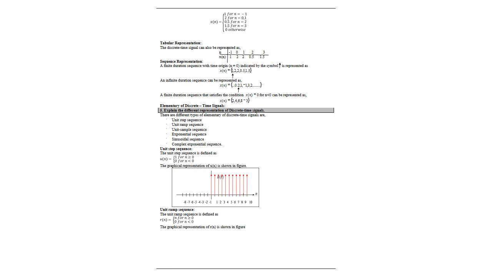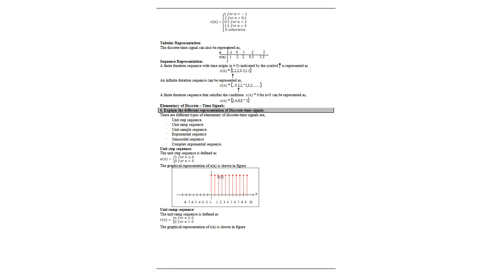Next we are going to see about the elementary discrete time signals. There are different types of elementary discrete time signals. The first is the unit step sequence, second is the unit ramp sequence, third is the unit sample sequence, fourth is the exponential sequence, fifth is the sinusoidal sequence and sixth is the complex exponential sequence.